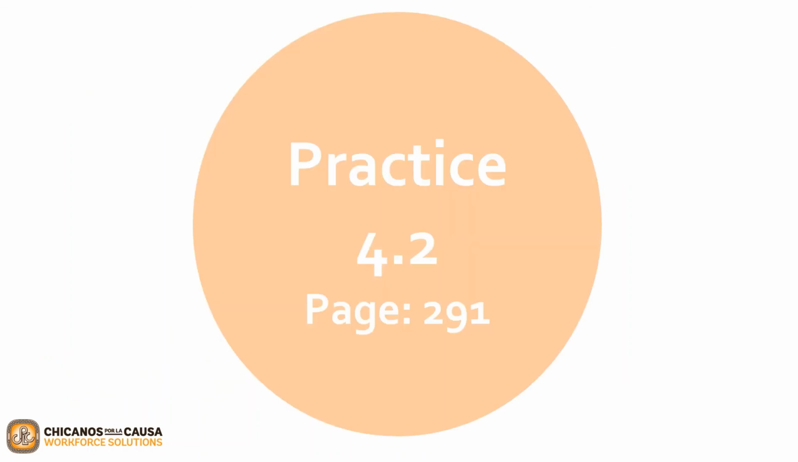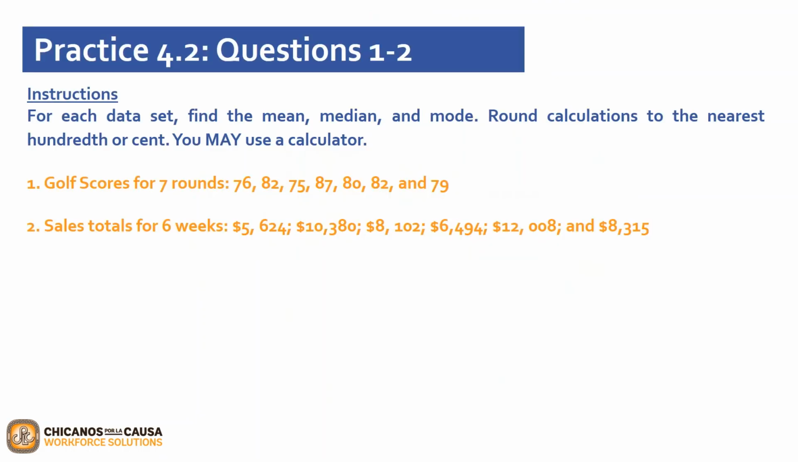We're now moving on to practice 4.2, found on page 291. At this time, go ahead and pause the video and follow these instructions. For each data set, find the mean, median, and mode. Round calculations to the nearest hundredth or cent. You may use a calculator. Once you've solved for questions 1 and 2, go ahead and click play so that we can review them together.